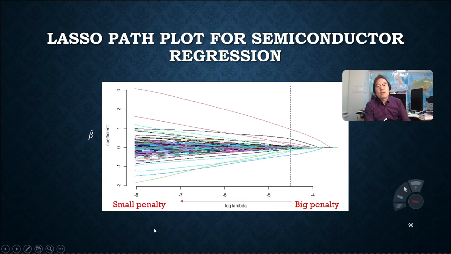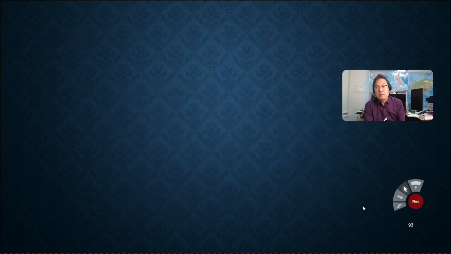LASSO path plot for the semiconductor regression: if you try it, it will look like this, from big penalty to small penalty, starting from the right to the left. Log lambda, and then the coefficients of beta will show like this. That's the end of our discussion for this week. All right, thanks for watching.